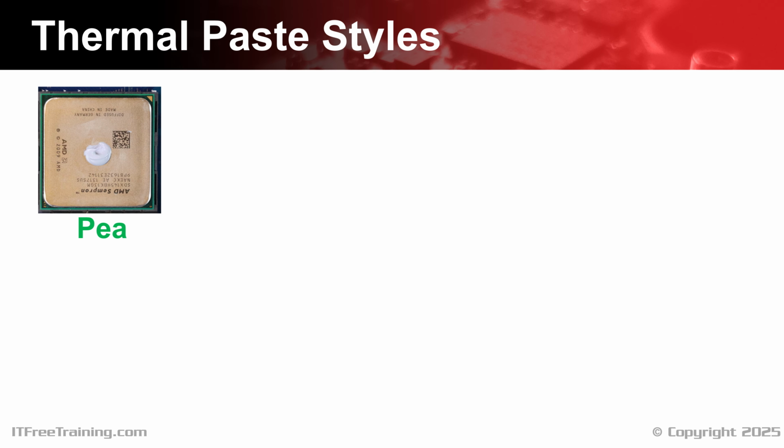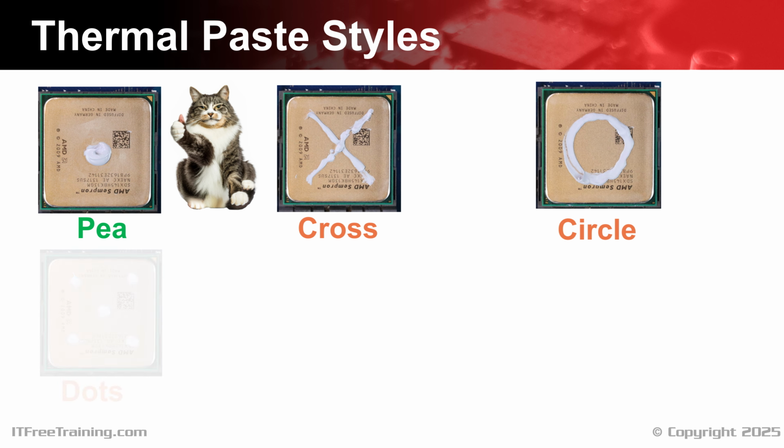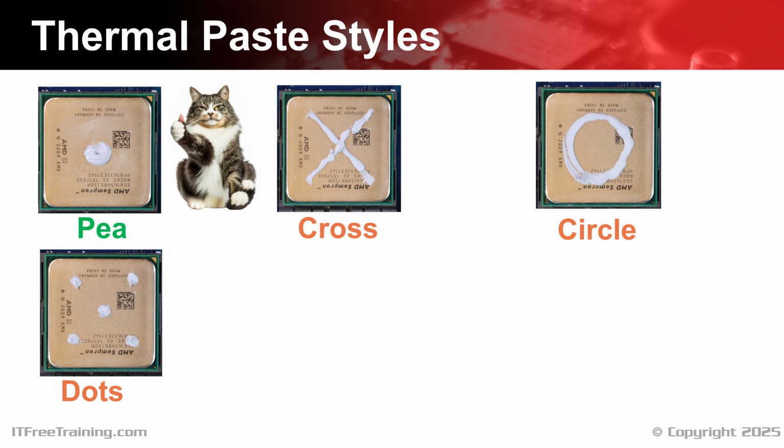The method that we recommend for applying thermal paste is what is often called the pea method. This is when you put a blob about the size of a pea in the middle of the CPU. I will look in more detail at why we recommend this method over the others shortly. There are other methods people use, some of which are shown here.